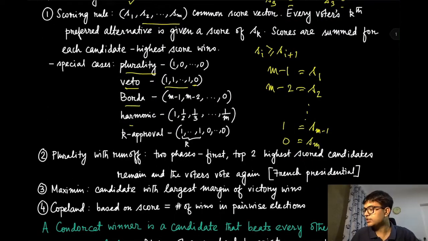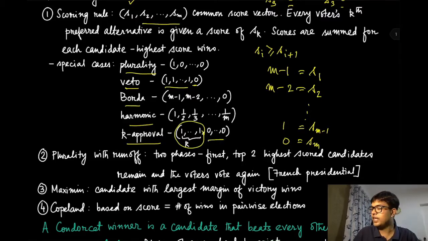Harmonic has these scores to be the harmonic series, and for k-approval you have the first k most preferred alternatives having the score of 1, and for the rest, m minus k, you have zeros. That's the set of scoring rule based mechanisms.